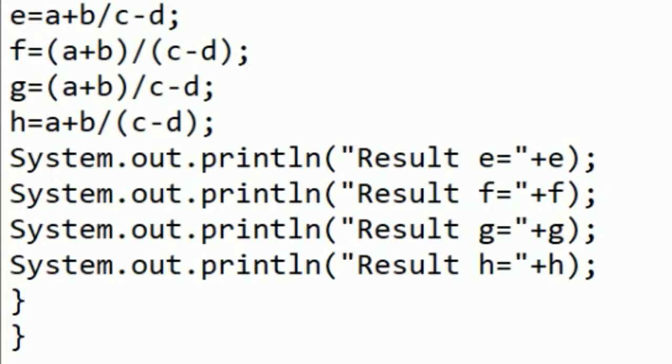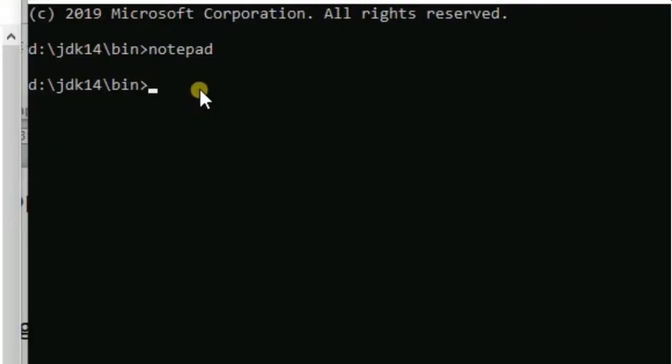So now we will save this program. Then we will run javac Precedence.java. Okay, now it is compiled. Then we will run it by taking java Precedence.